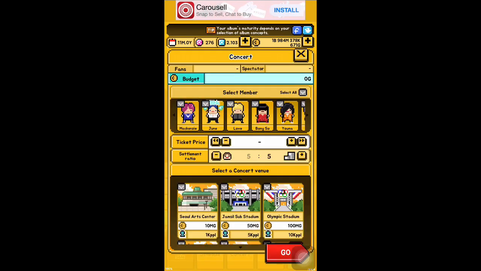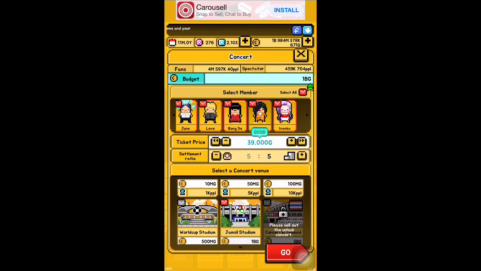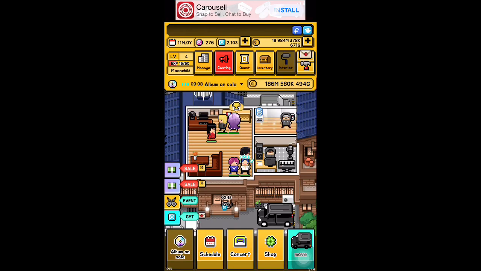You choose all your members. Usually I choose all my members. You make the ticket price into an actual good level, and then the settlement ratio should be 5-5, so all your idols would get the money that they actually deserve. And then you choose a stadium, and then you go have a concert. So that's how you do it here. Press go.